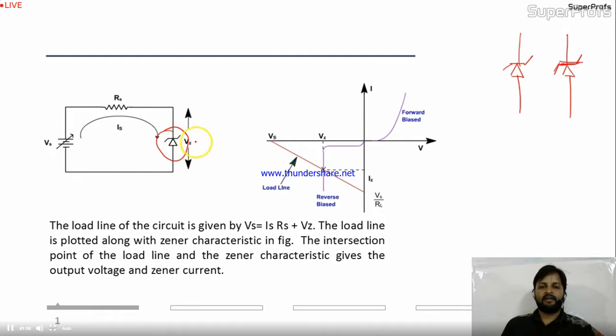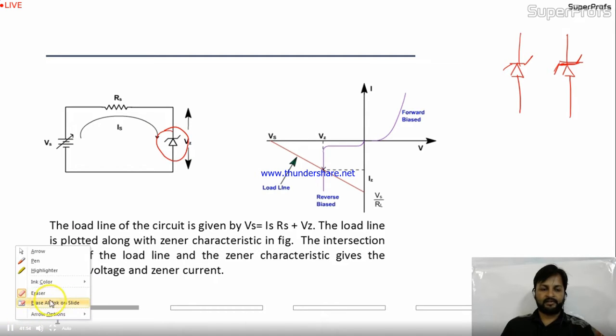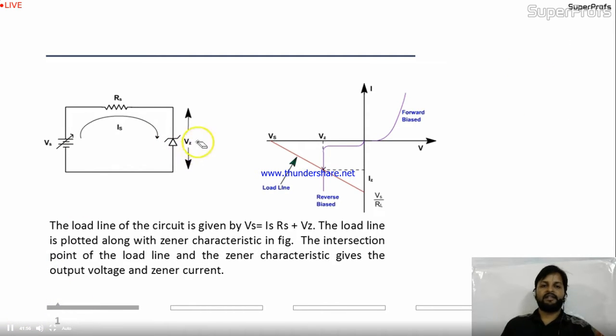Now in this graph they have given VZ, and I told you the Zener diode is also given in terms of its breakdown voltage. VZ is the breakdown voltage of the Zener diode. It means at VZ, the Zener diode will break down. Okay. So your condition is, you are just going to apply the VS.